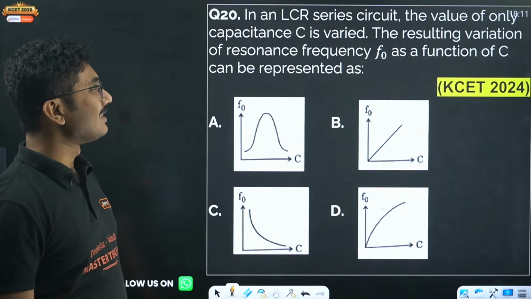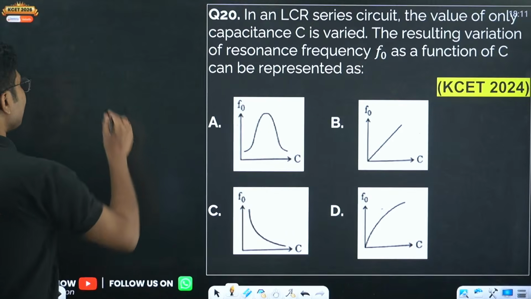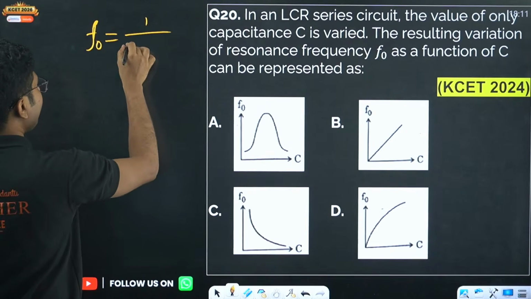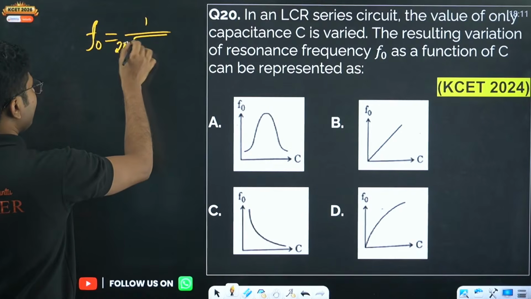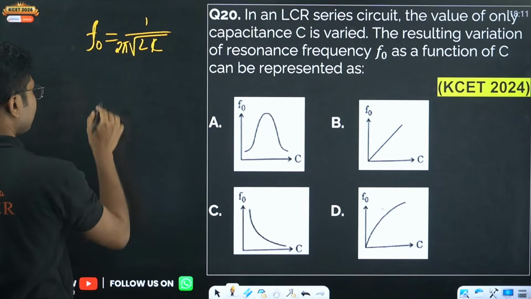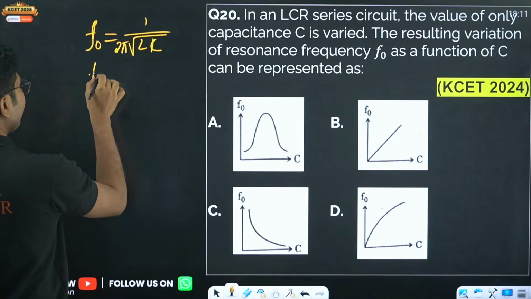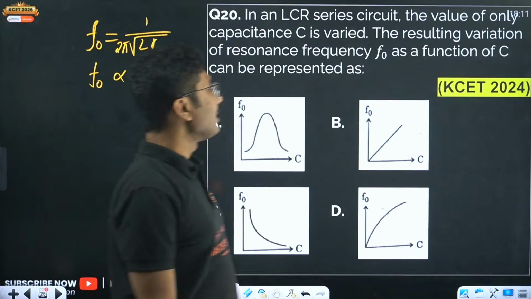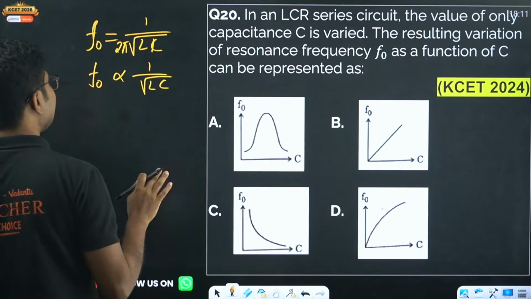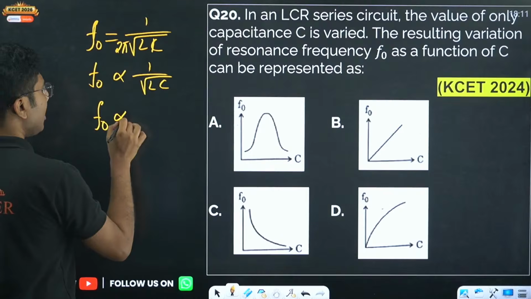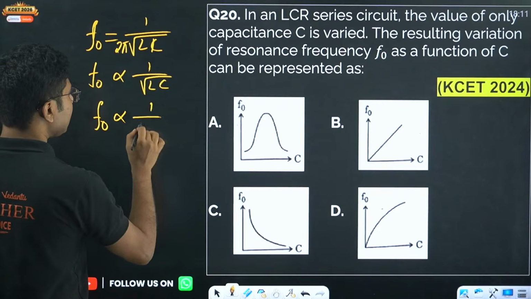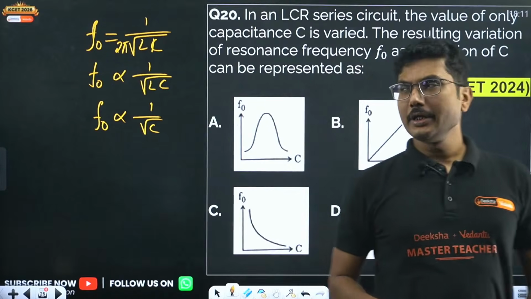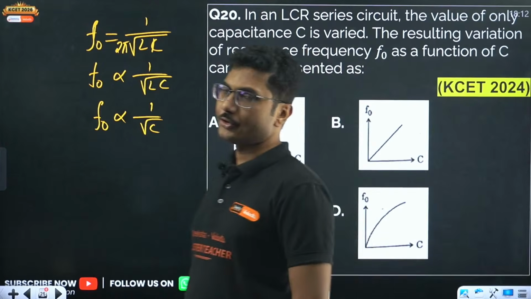In an LCR series circuit, the value of only capacitance is varied. So what is resonance frequency? Resonance frequency is 1 by 2 pi square root of L into C. So we can say that resonance frequency varies as 1 by square root of L into C, right? Here it says that L is constant, only C is varied. So resonance frequency must be proportional to 1 by square root of C. So it is an inverse proportionality relation.